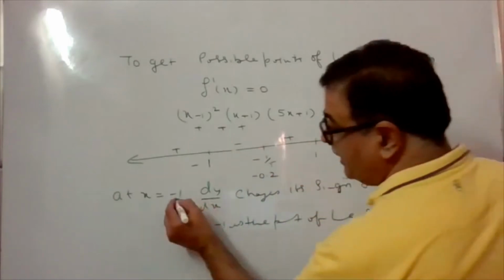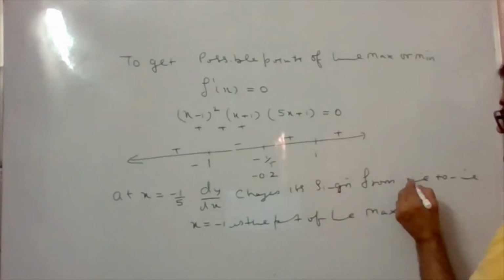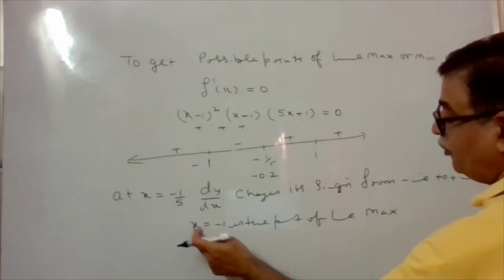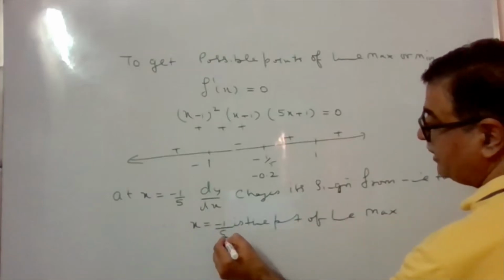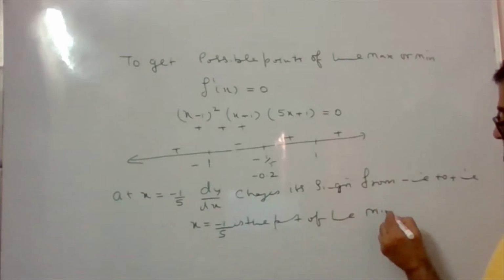Second one, minus 1 by 5, it changes from minus to plus. So at minus 1 by 5, dy by dx changes its sign from negative to positive. So we will say therefore x is equal to minus 1 by 5 is the point of local minimum.